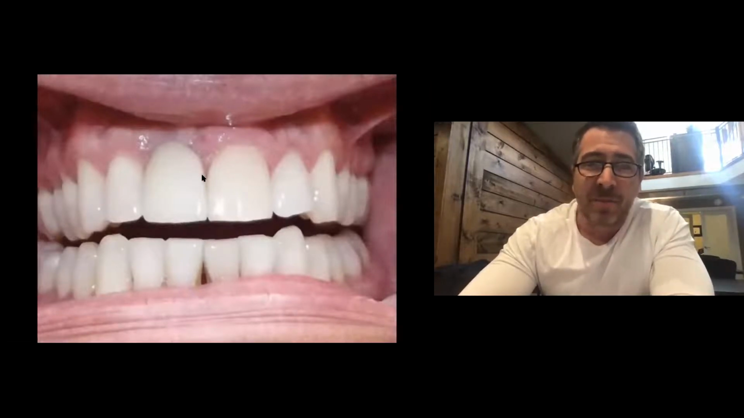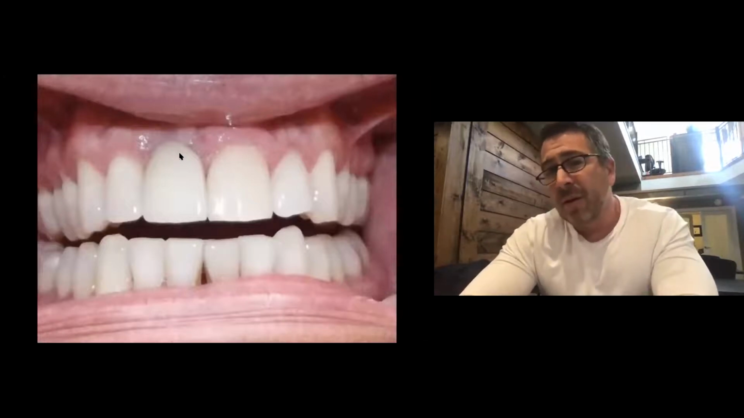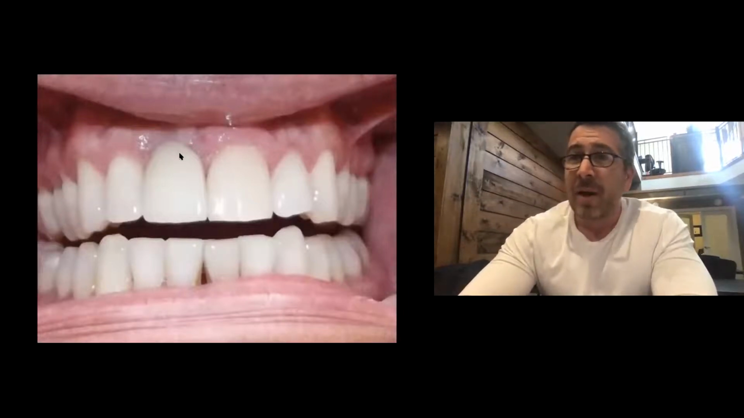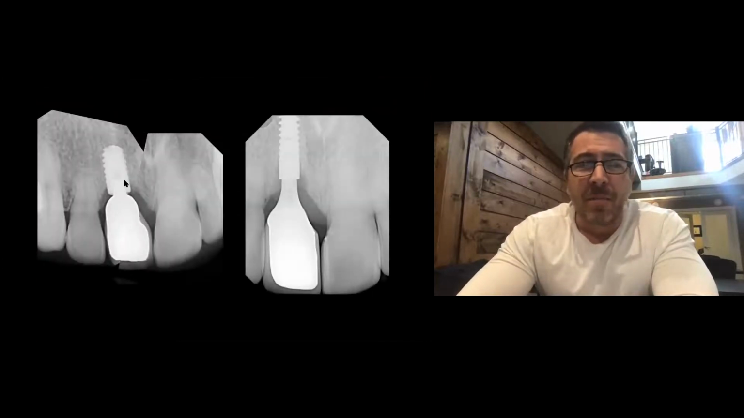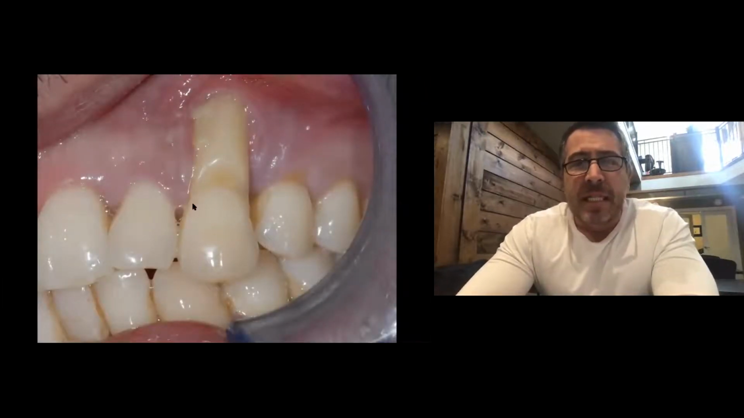But all I care from this picture is look where my papillas are and look where my zenith is considering where we started. And I think that's a pretty good outcome. And again, that all comes down to identifying our parameters right from the beginning. So there's our pre-treatment and there's our post-treatment implant. Again, talking zenith and looking at papillas.